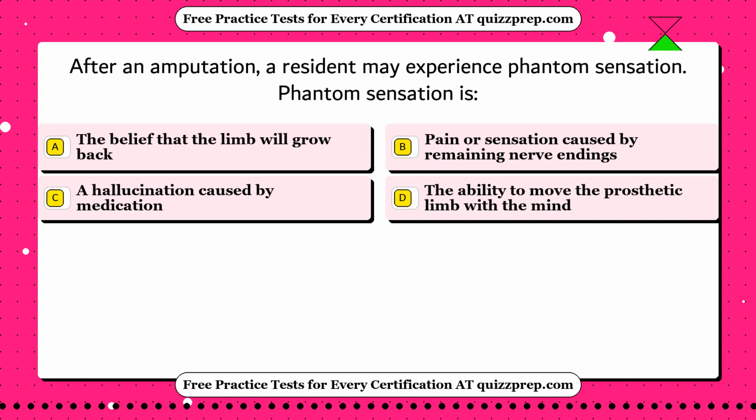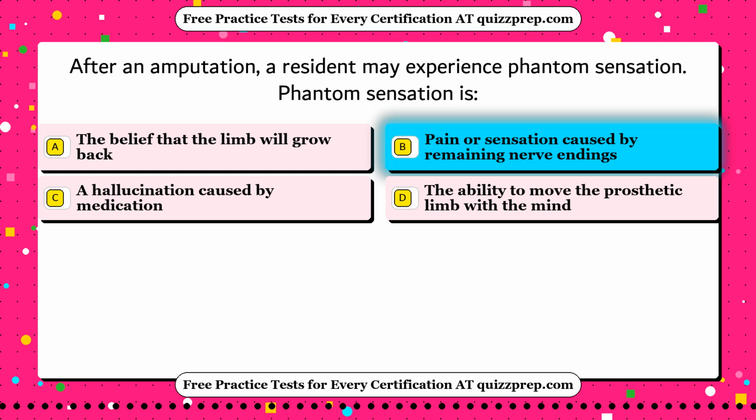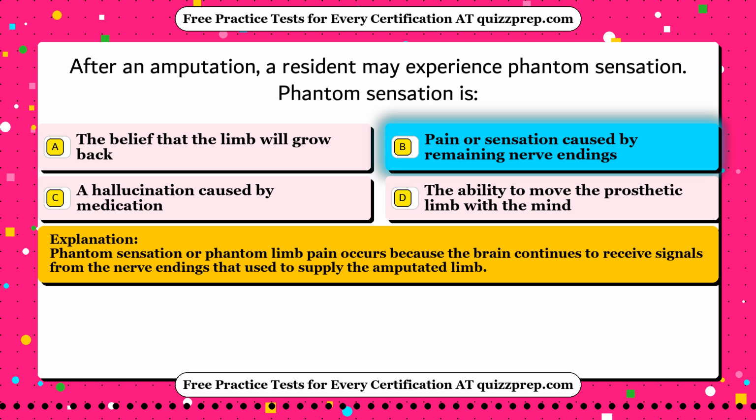Question 94. After an amputation, a resident may experience phantom sensation. Phantom sensation is option A, the belief that the limb will grow back. Option B, pain or sensation caused by remaining nerve endings. Option C, a hallucination caused by medication. Option D, the ability to move the prosthetic limb with the mind. The correct answer is option B, pain or sensation caused by remaining nerve endings. Phantom sensation or phantom limb pain occurs because the brain continues to receive signals from the nerve endings that used to supply the amputated limb.